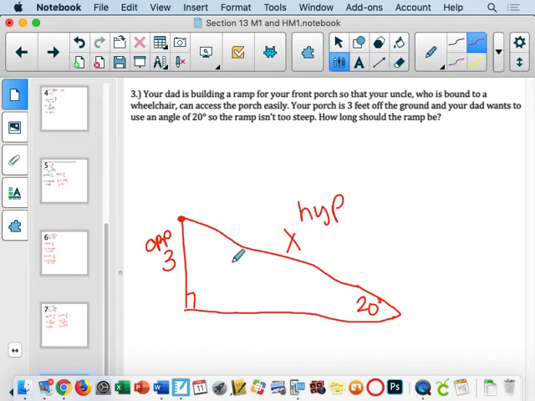So which trig function uses opposite and hypotenuse? Sine. Opposite and hypotenuse is sine. So we know that we're going to have the sine of 20 is equal to 3 over x. So then to solve, what you would type into your calculator is 3 divided by the sine of 20.